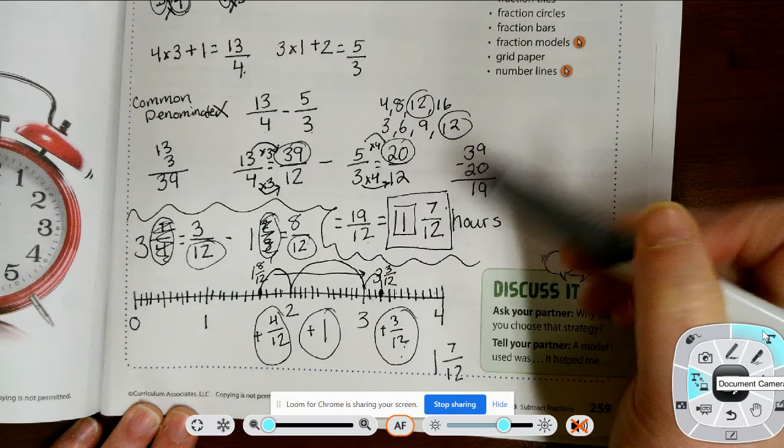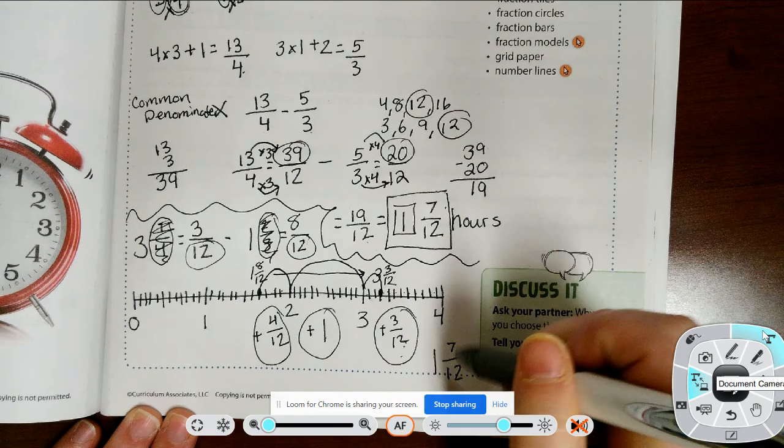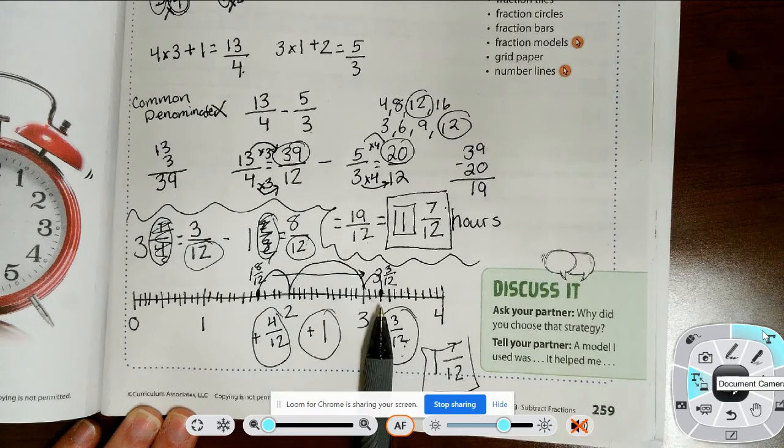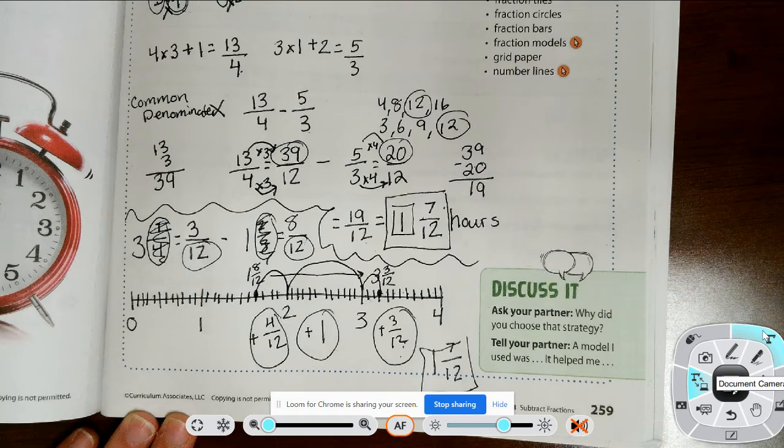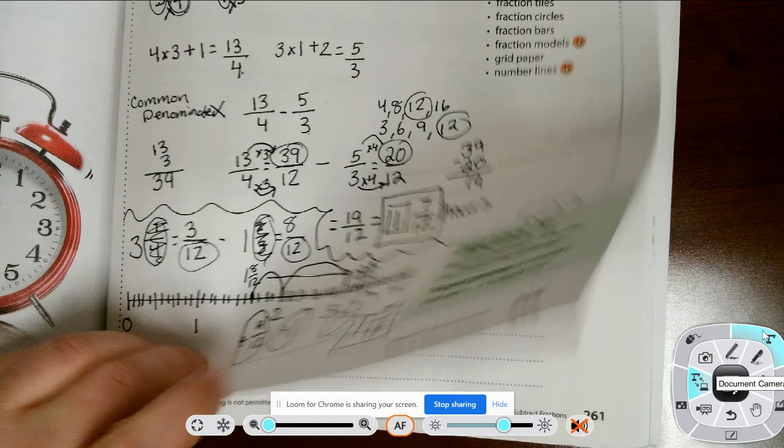So same thing as I got up here, I got down here. This way is more counting up. This way is taking away. So there's 2 ways to do that. Make sure that's in your notes.